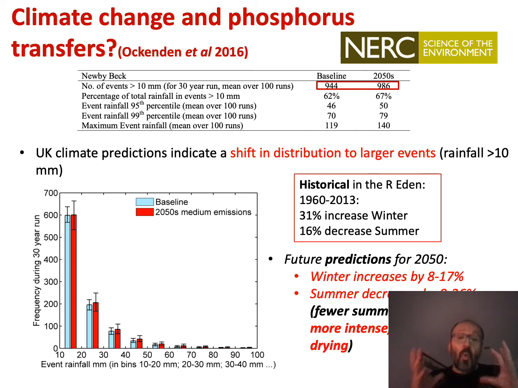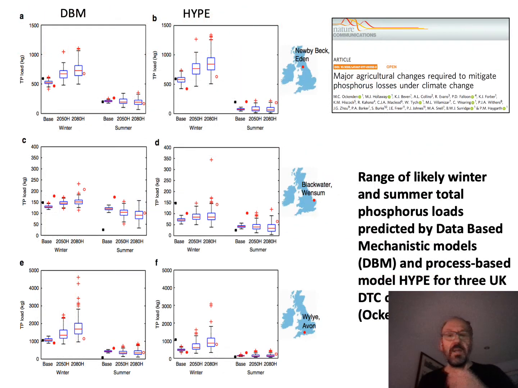So the whole message is much more winter rainfall and much less summer, more energy in the winter, but a few very intense summer events. And all this is going to mean some changes to the way in which phosphorus and nutrients leave the land. So going to the next slide.